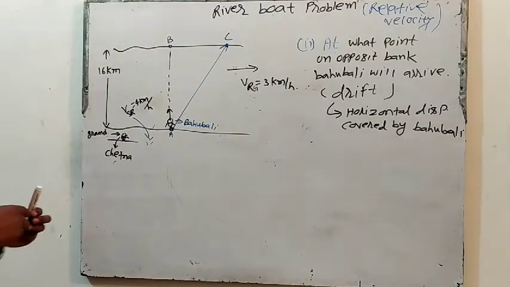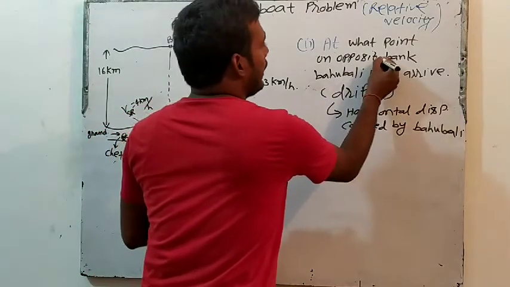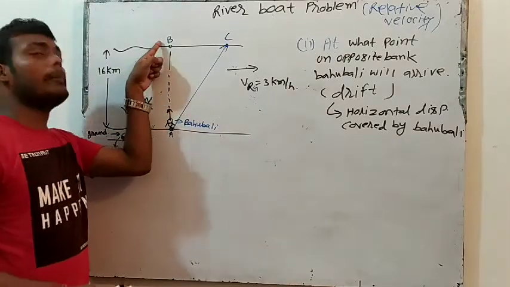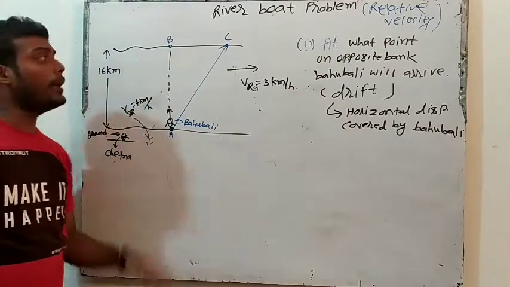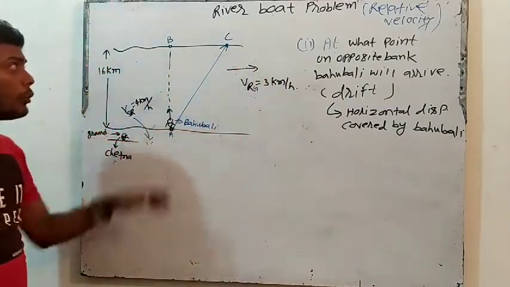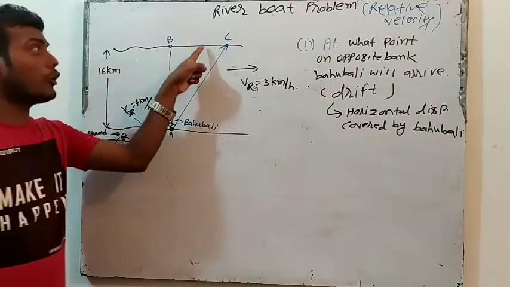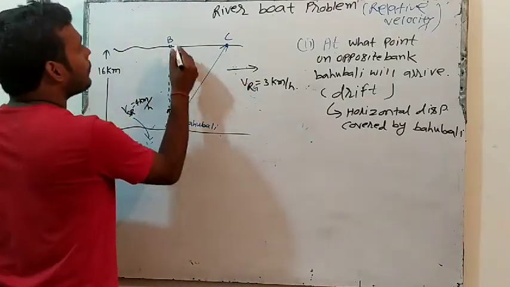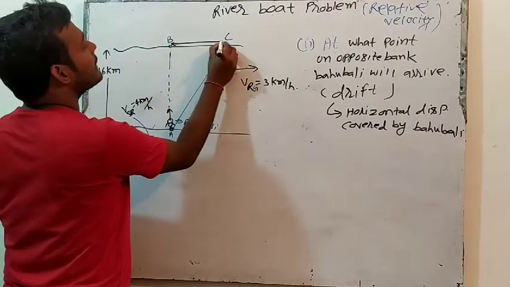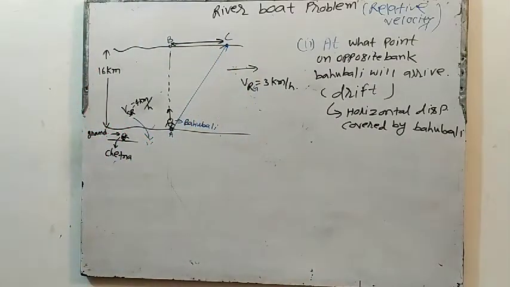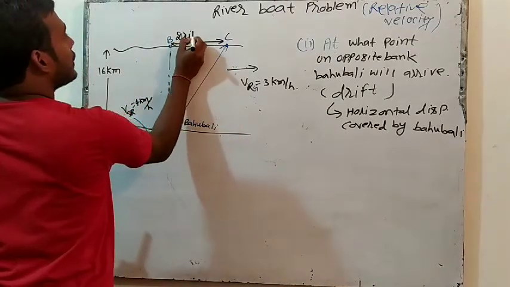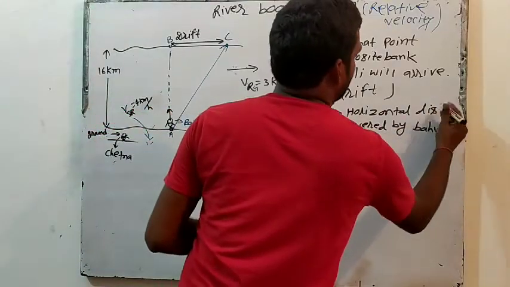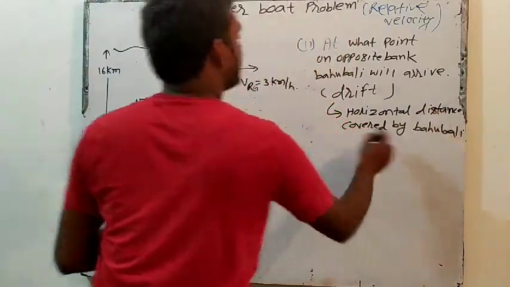तो एक्चुअली वो पूछ रहा है कि now we know that river will push them. Bahubali wants to come at point B, but he will not come at point B because river is pushing them constantly. तो वो कहीं जाके तो रुकेगा. Bahubali will surely go at some point. So they are asking what will be the distance BC. You have to find what is the distance BC. And this BC distance is known as drift. Drift means horizontal distance covered by Bahubali.